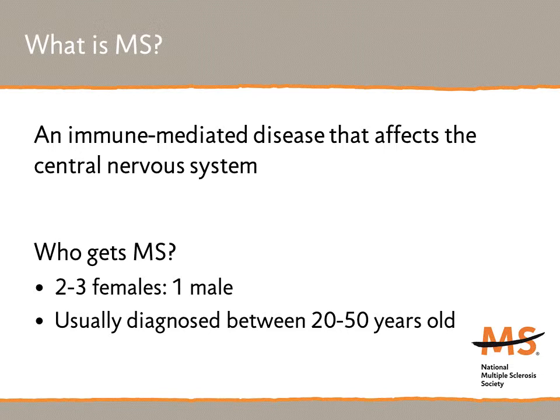The disease is thought to be triggered in a genetically susceptible individual by a combination of one or more environmental factors. Women are 2 to 3 times more likely to be diagnosed with MS than men, and while most people are diagnosed between the ages of 20 and 50, MS can appear in young children and teens as well as much older adults.